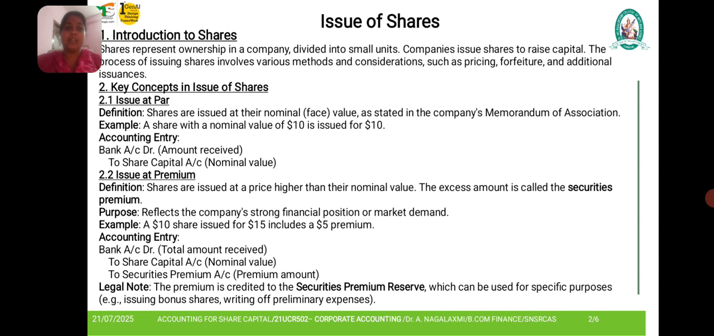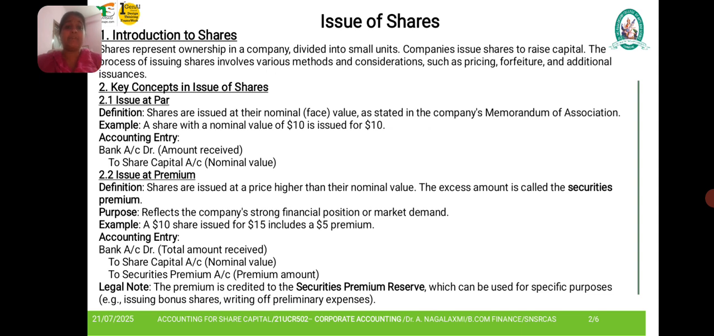The second criterion is issue at premium. Premium means extra. If I am going to issue a share and my company's market standing is huge, I am a well-known company, I can issue the share at premium. That is at an extra price, more than the face value. By definition, shares are issued at a price higher than their nominal value. The excess amount is called securities premium. The purpose of issuing at a premium is that it reflects a company's strong financial position or market demand.